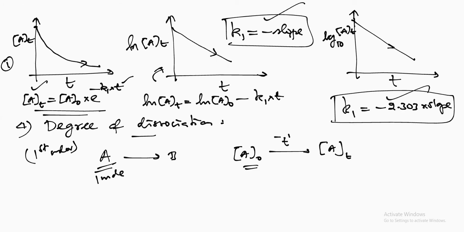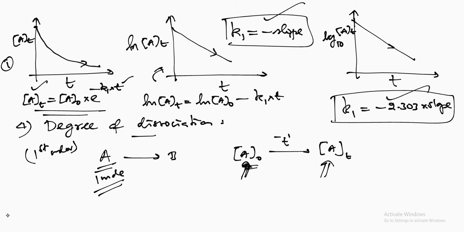Now, what is degree of dissociation? Students, observe carefully. If you start a reaction with 1 mole of A, then at time t, how many moles get reacted? That is nothing but the degree of dissociation. Or I can say the other way: if the initial concentration is A0, at time t some concentration is reacted, therefore the final concentration becomes A t.